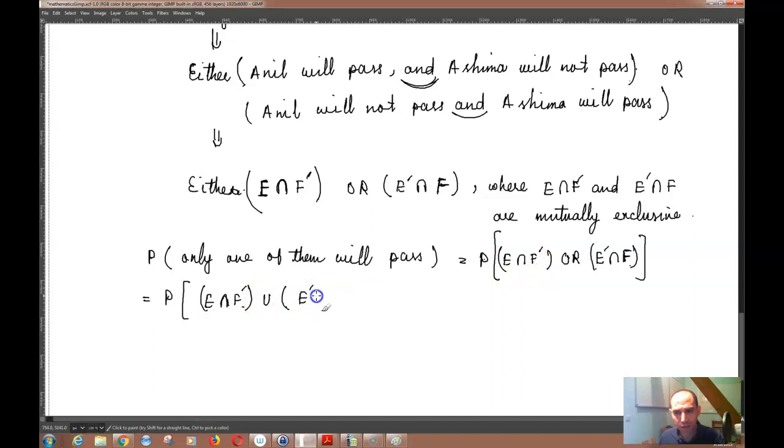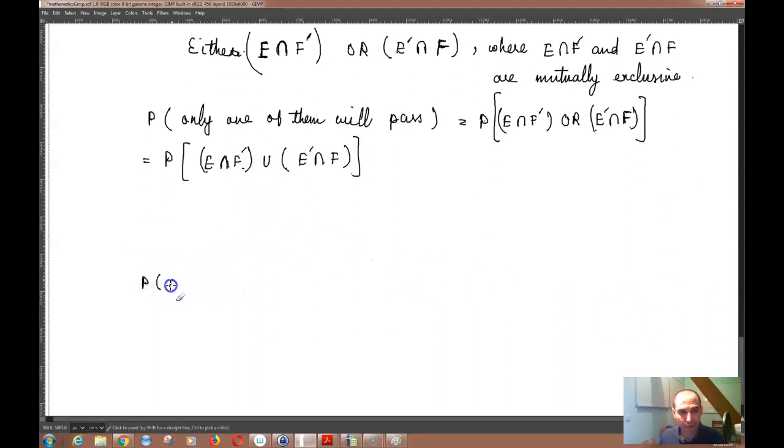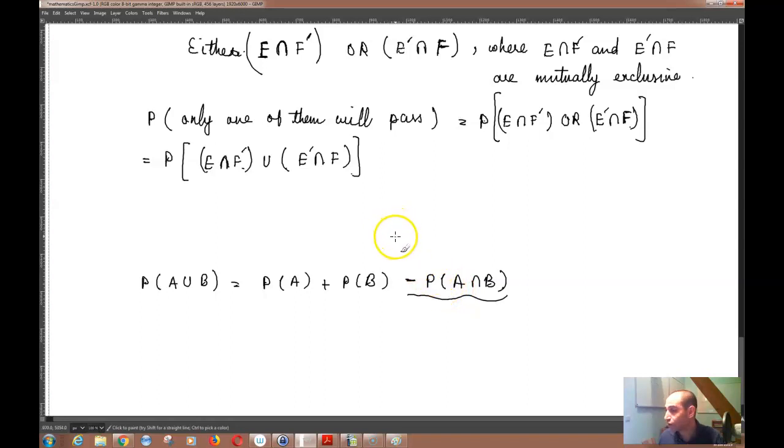E prime intersection F. And we said that P of A union B is the same thing as P of A plus P of B minus P of A intersection B. And of course, in case the two events A and B are mutually exclusive, then you don't have to write this last part, but I don't really know if that's the case. So what I'm going to do is just leave it in and see what happens.